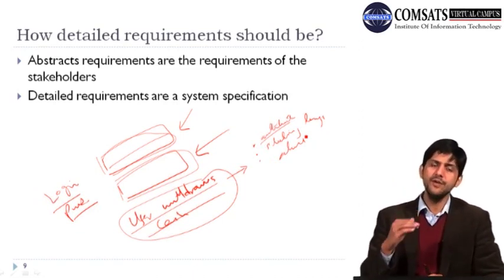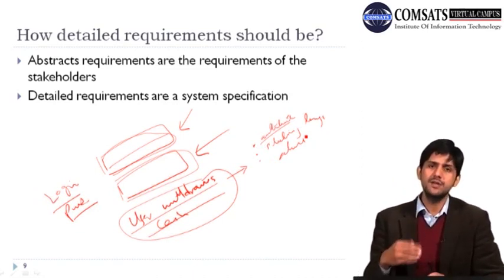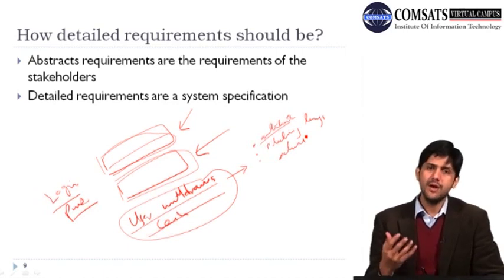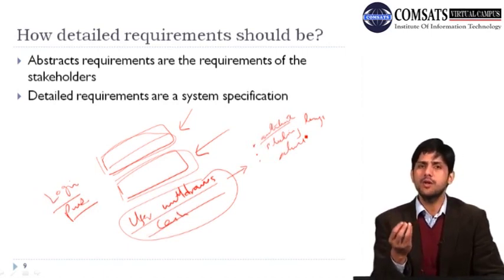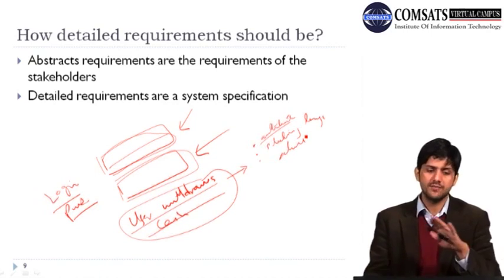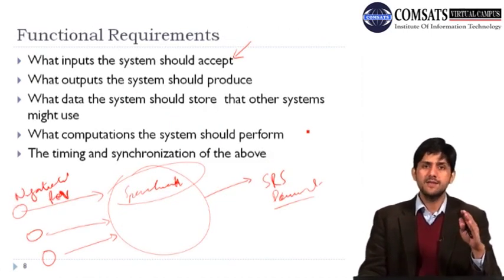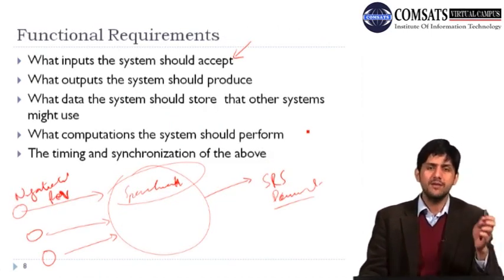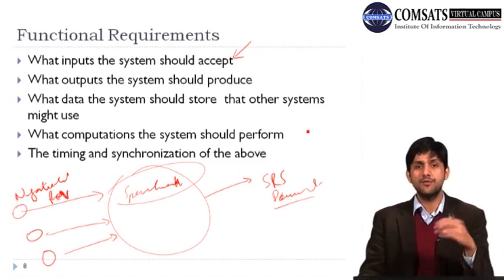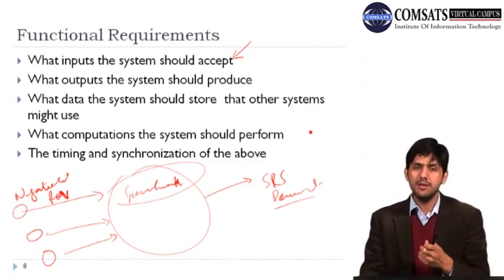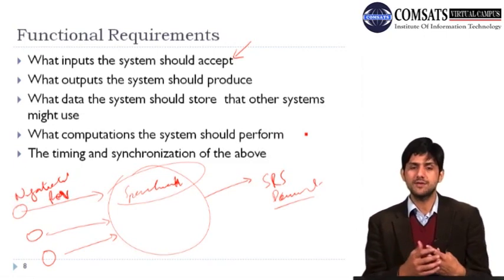So when we are specifying requirements, we need to go to that level of detail. We need to identify any small things, and remember these five criteria: if there is any input, that's a functional requirement. If there is any output, that is a functional requirement. If we're storing some information, that is a functional requirement. If there are certain computations going on, that is a functional requirement.